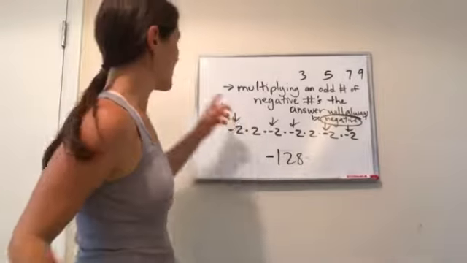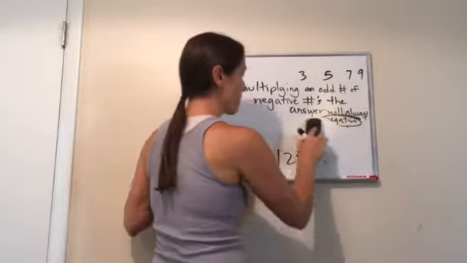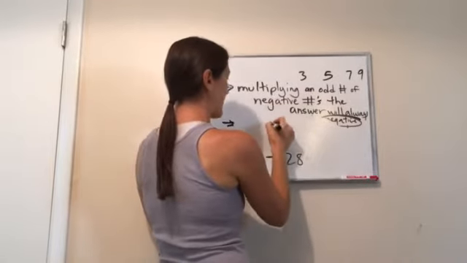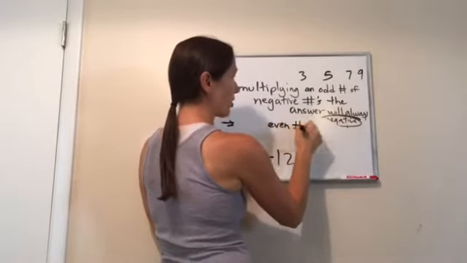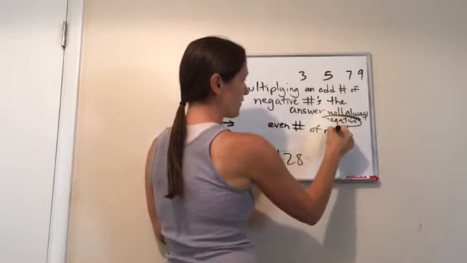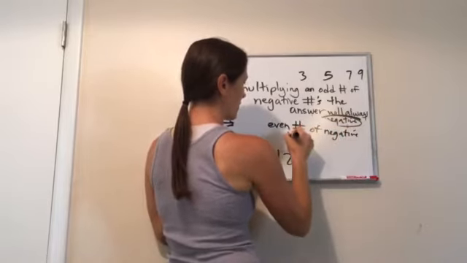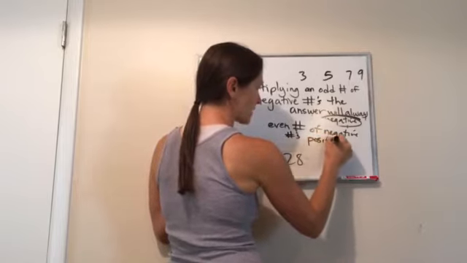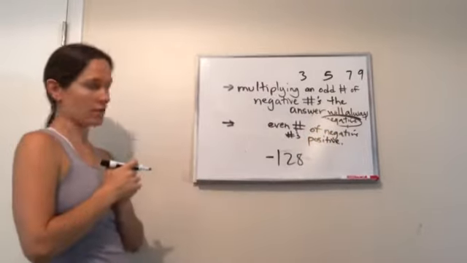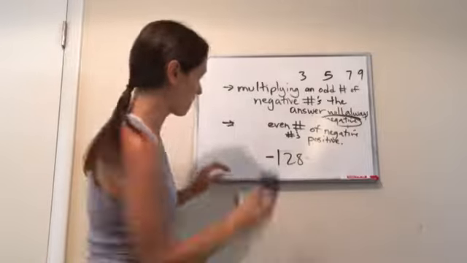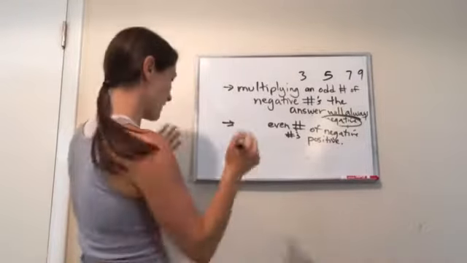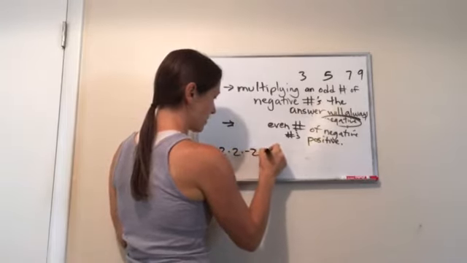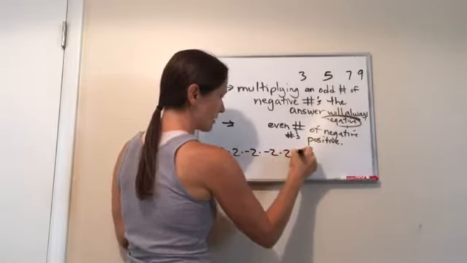Right. Now, let's write down the next rule, which says this. When you're multiplying an even number of negative numbers, the answer will always be positive. Okay? So, for example, take the number 2 again. Negative 2 times 2 times negative 2 times negative 2 times 2 times negative 2.